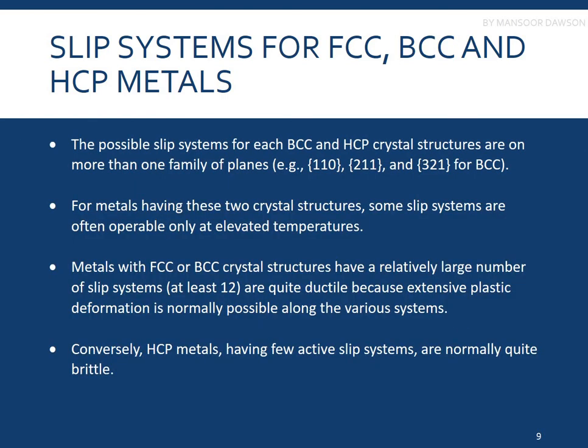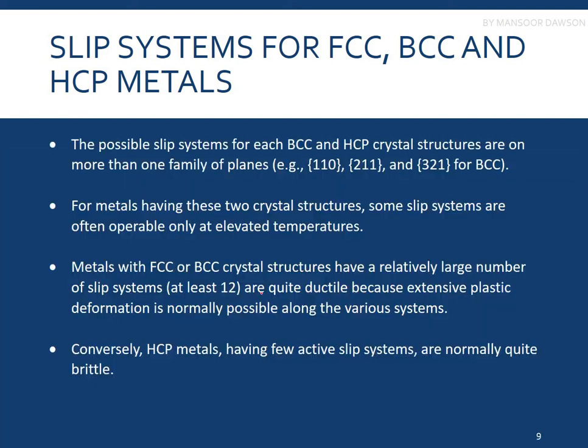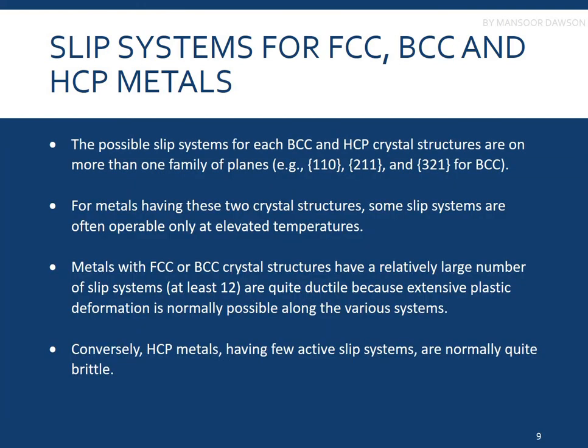So the possible slip systems for each BCC and HCP crystal structure are on more than one family of planes. So you can see that in BCC and in FCC there are three families of slip systems. For metals having these two crystal structures, some slip systems are operable only at elevated temperature. We can see that some of these slip systems would only work at high temperatures, not at room temperature.